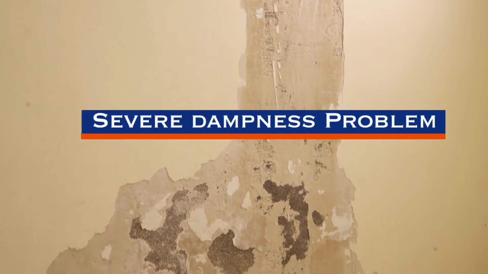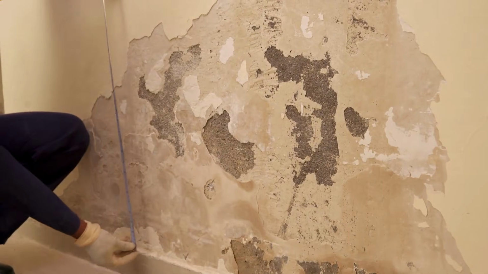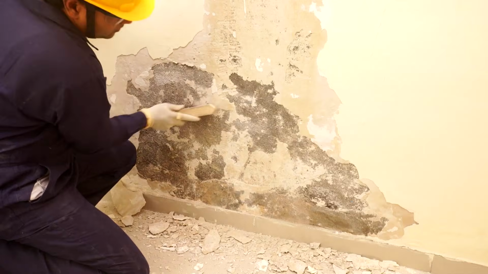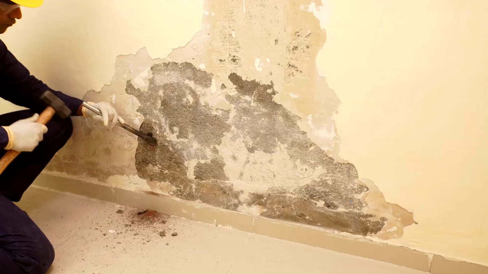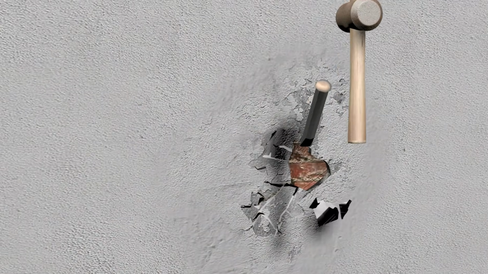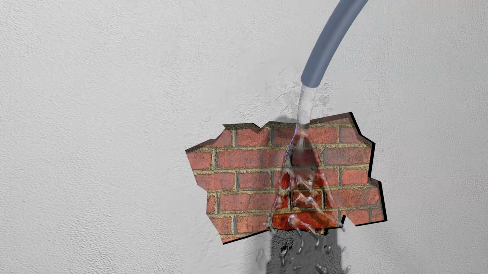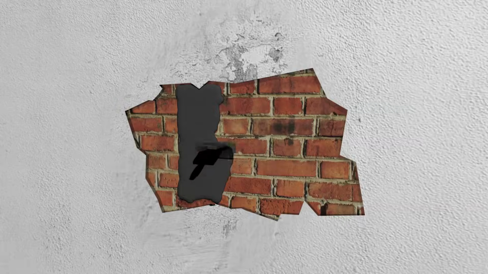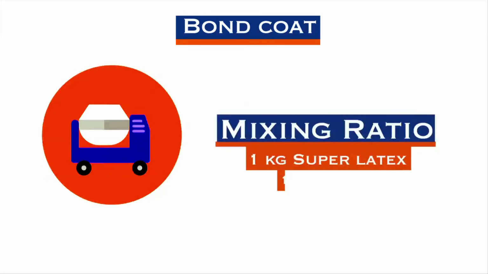In case of severe dampness on walls, the following procedure is to be followed to rectify it. Remove existing wall putty and plaster. Remove paint with a wire brush and go up to brick level. Clean the surface. Apply bond coat on the brick surface. Mixing ratio: 1 part of super latex mixed with 1 kilo cement.